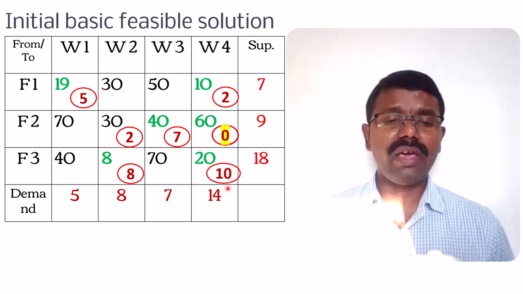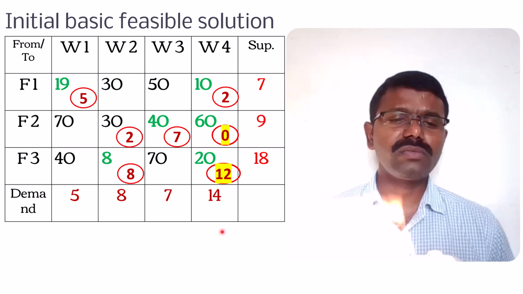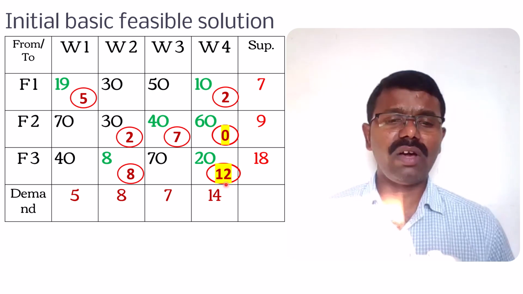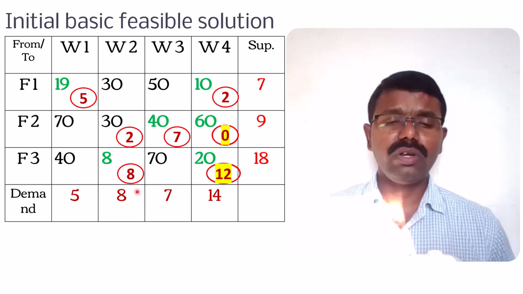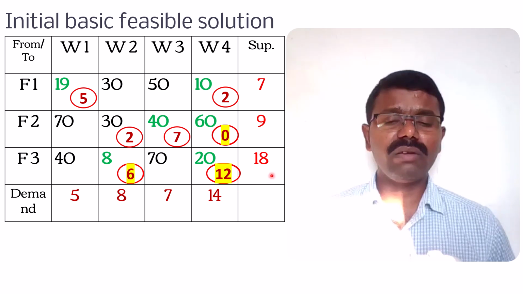So I need to make a plus here. 10 plus 2 becomes 12. If this becomes 12, 12 plus 8 becomes 18. So this 8 also I need to change to 8 minus 2. It becomes 6. Now you see this row should have 18 supply. So 6 plus 12 is 18.